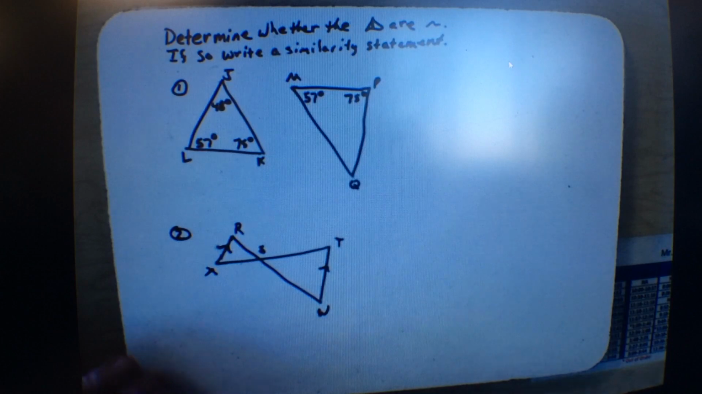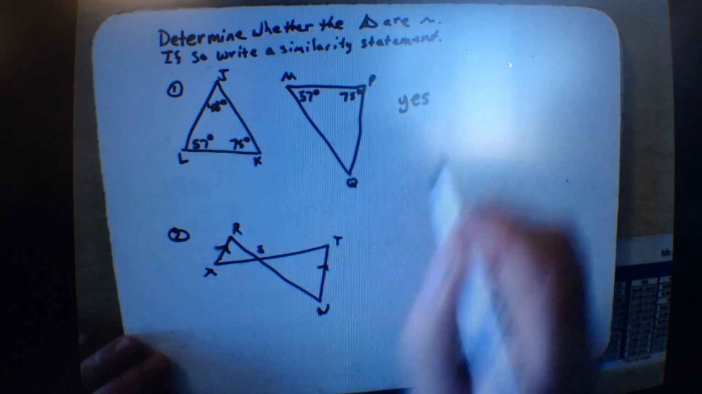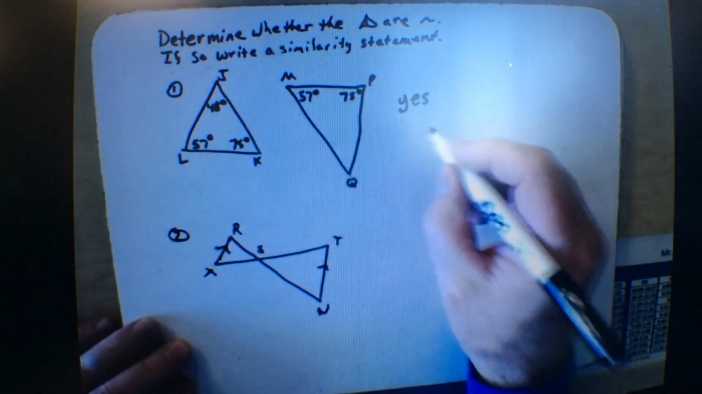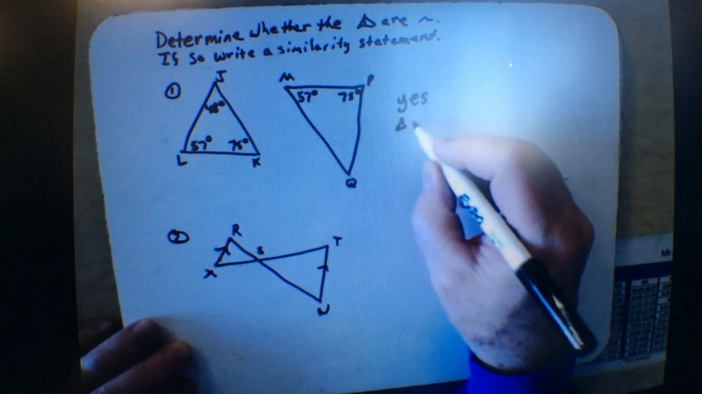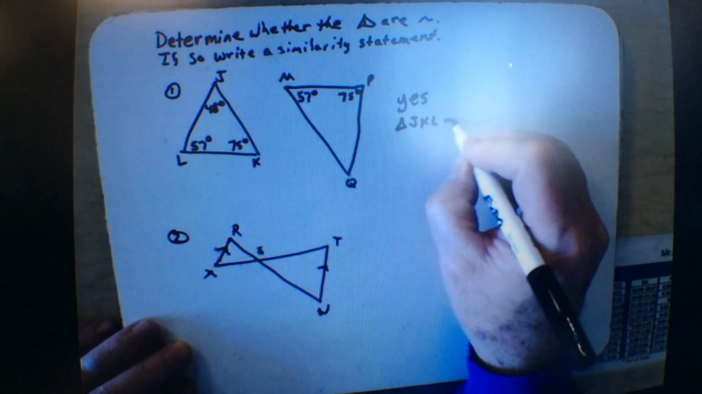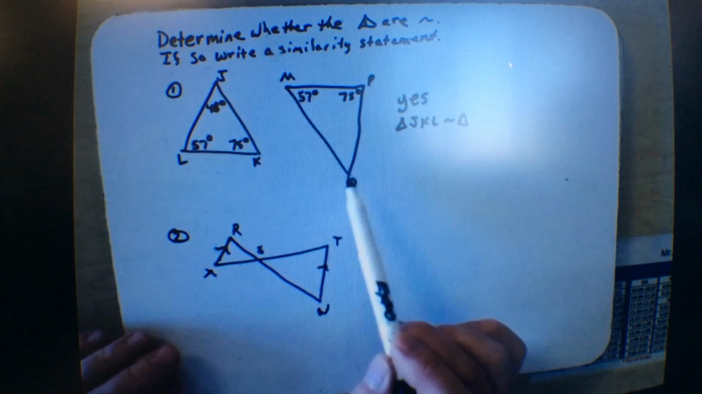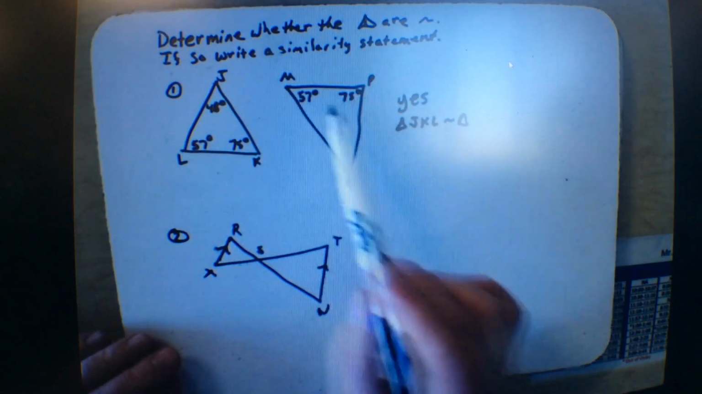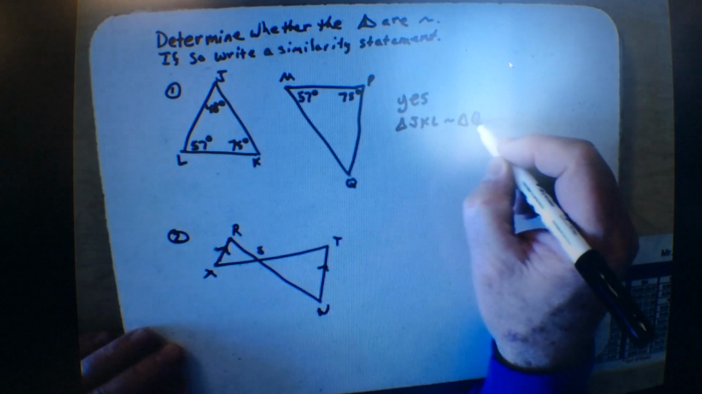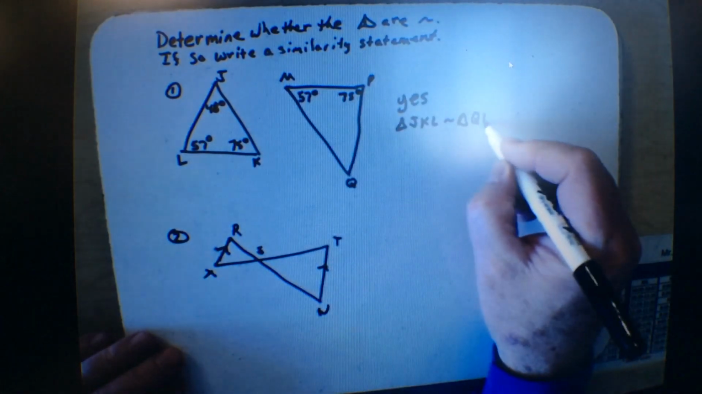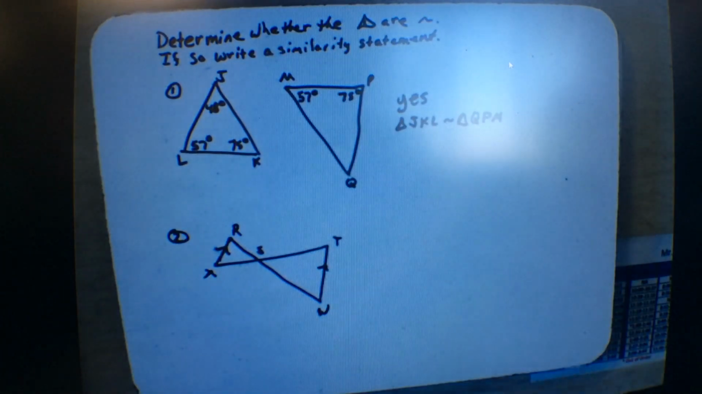Now the important thing is yes, they are similar, but then we have to write a similarity statement. So I'm going to begin with this triangle. I'm going to say triangle JKL is similar to triangle. Now I have to match J. J is 48 degrees. That must be what Q is because those values add up to 180 also. So we start with Q. And then K is 75, that matches P, and then we have M. So our similarity statement is triangle JKL is similar to triangle QPM.